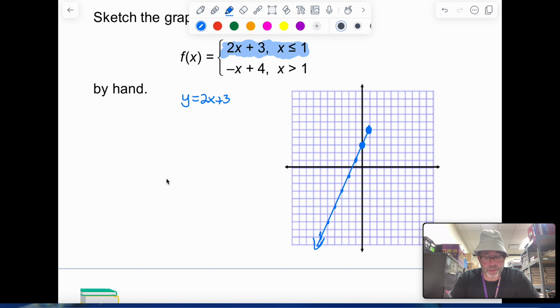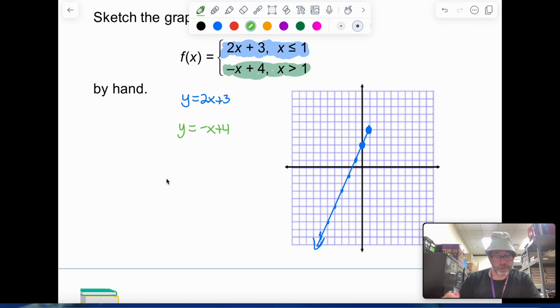So now let's continue on to the second part here, which is negative x plus 4 when x is greater than 1. So to do this, we're going to have y is equal to negative x plus 4. Let's graph this entire line first. So we're going to start at 4, and then we're going to go down 1 over 1. And we're going to continue this graph. Just going to go ahead and fill it in real quick.